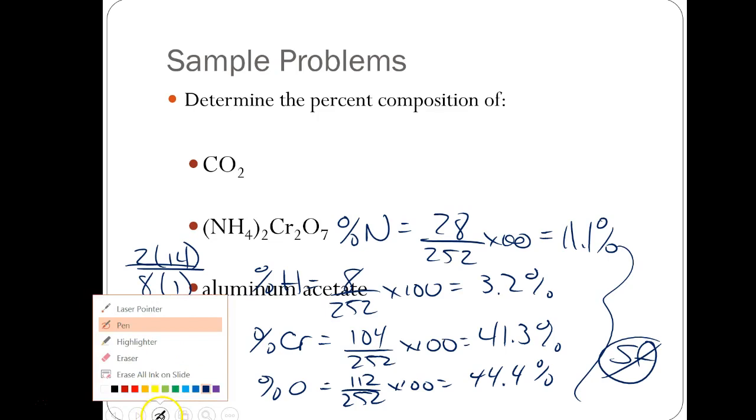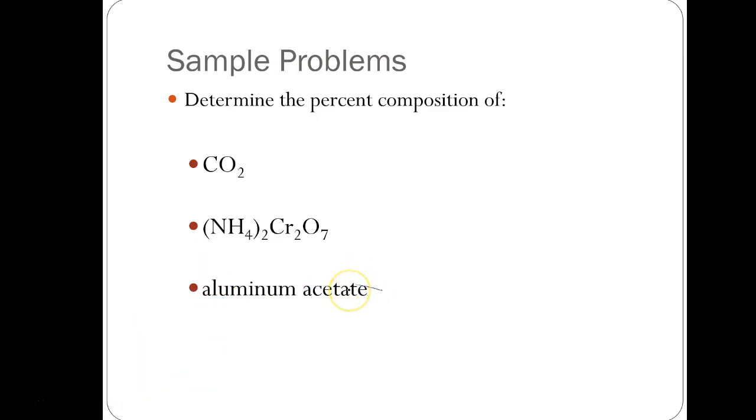Okay, let me erase the ink again. Aluminum acetate: in order to do this one properly, first of all, you have to drop and swap charges. Guess what? That hasn't gone away. So aluminum is Al, acetate is C2H3O2. When I drop and swap charges, I get a 3 here. So the molar mass of this guy, and I'm not going to write it out, is 204.